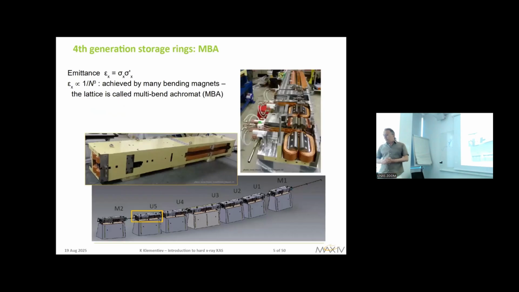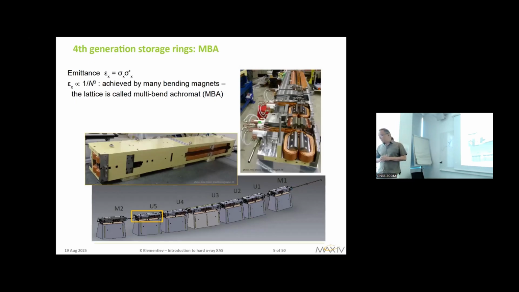How is it achieved? Emittance is a product of two values, size times angular size. It happens to be inversely proportional to n squared, the number of bending magnets. The storage ring consists of bending magnets that turn the electron beam. And so if we want small emittance, we want to increase the number of bending magnets.